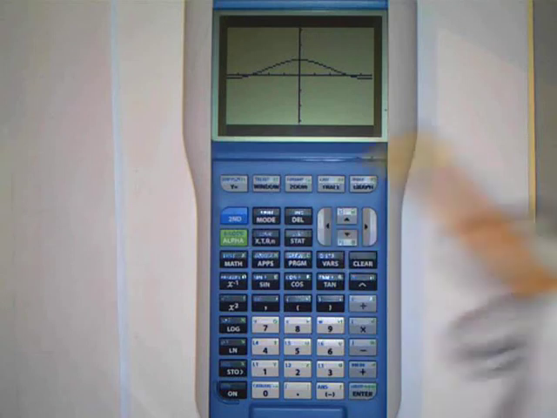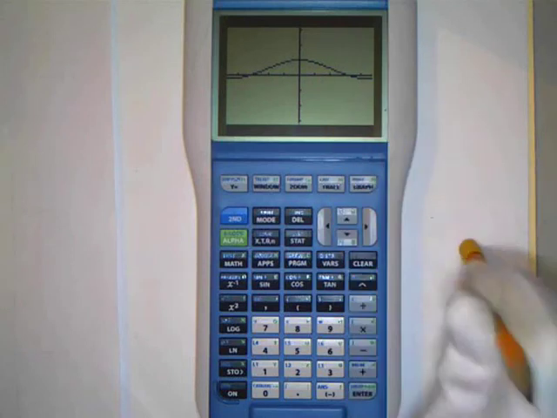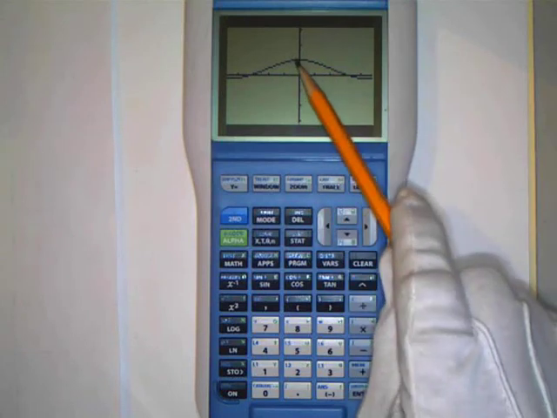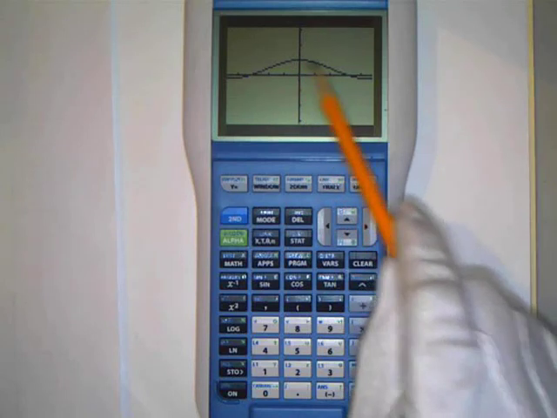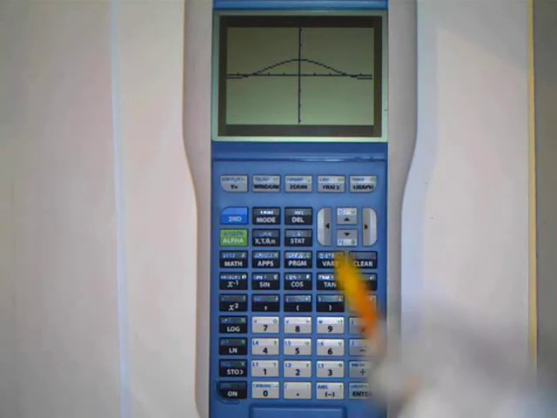Okay, so let's check this. Since we want to see what's going on right around 0, it looks like the limit's going to be 1. Looks like we're approaching 1 from the left and from the right. Okay. So that's a good yes.